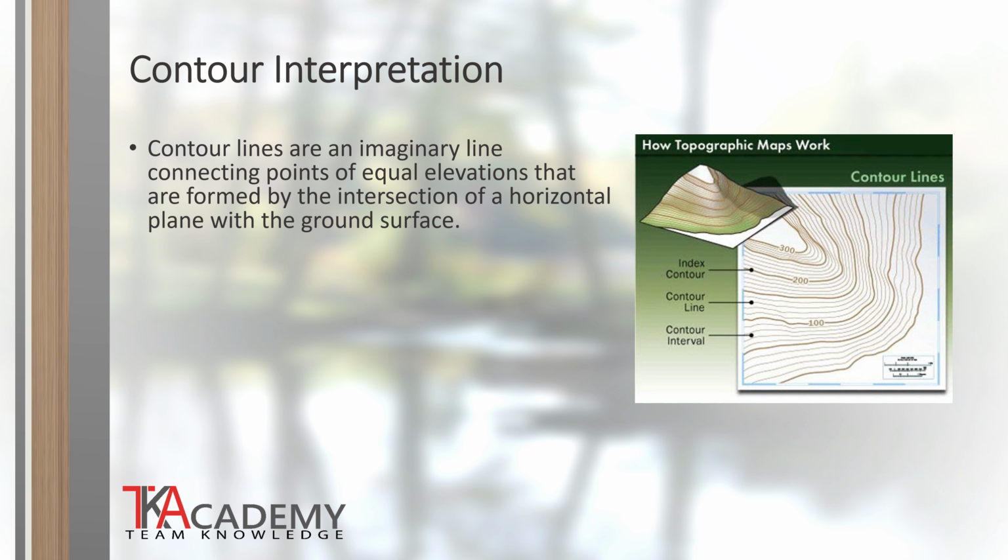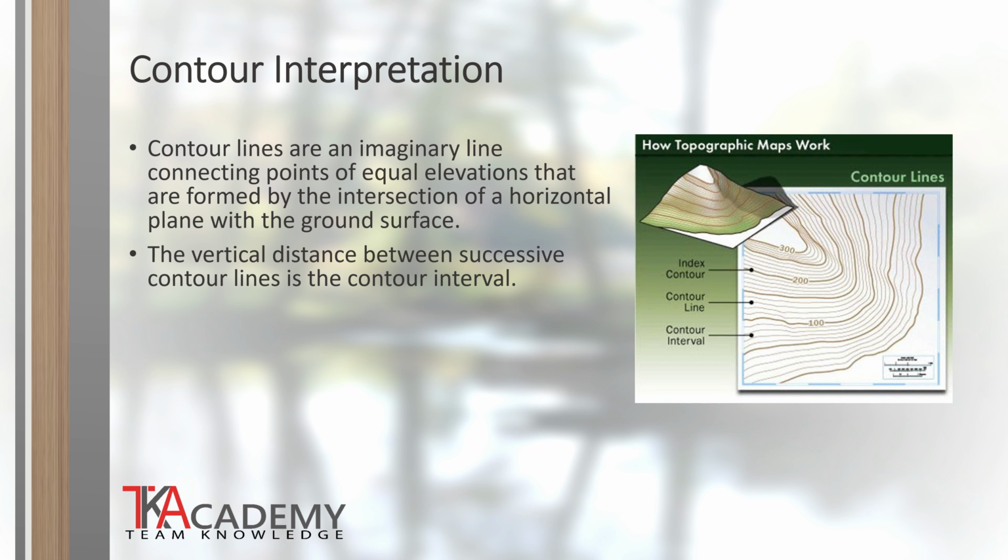The important thing to remember in contours is that the vertical distance between all contours must be equal. This is called a contour interval. The contour interval is typically 1 foot, but it could be greater. On larger scale drawings, the contour interval could be 5 or 10 feet.